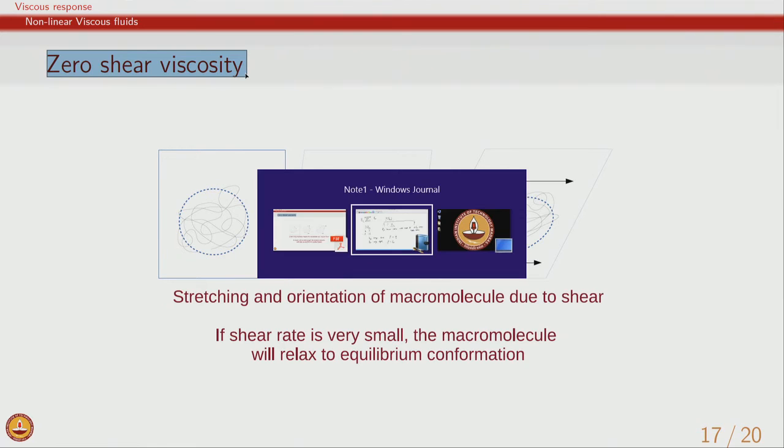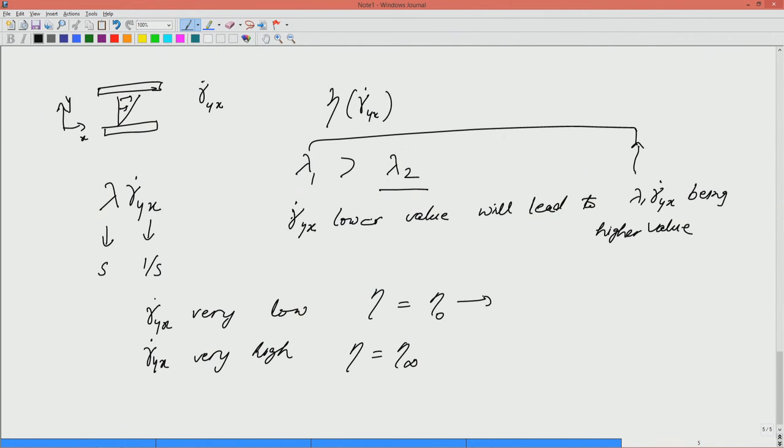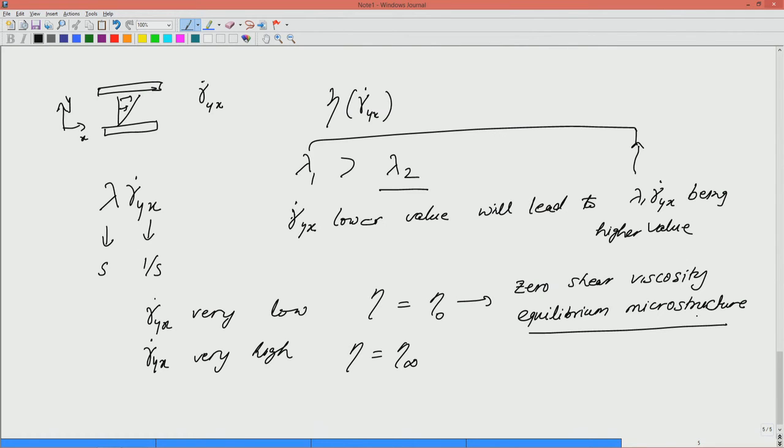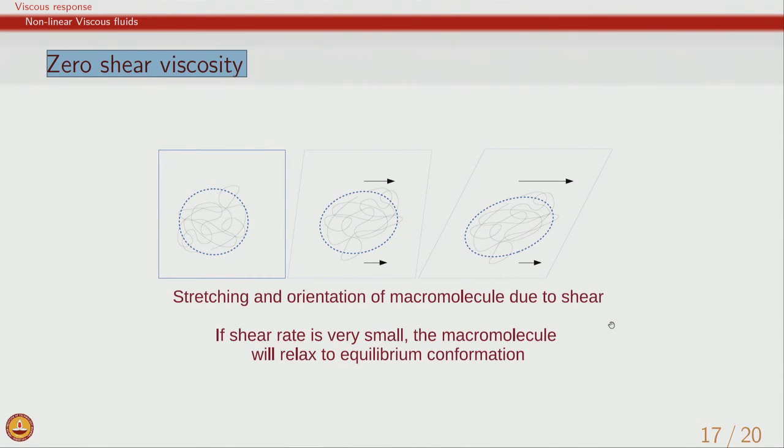Clearly, you can see that zero shear viscosity is related to the equilibrium microstructure. And it is the disturbance of microstructure from this equilibrium state which leads to viscosity being different. So, for example, at higher and higher shear rates, since the polymer molecule is stretched and oriented, it effectively offers less resistance to flow, and therefore, we see that this has less viscosity.